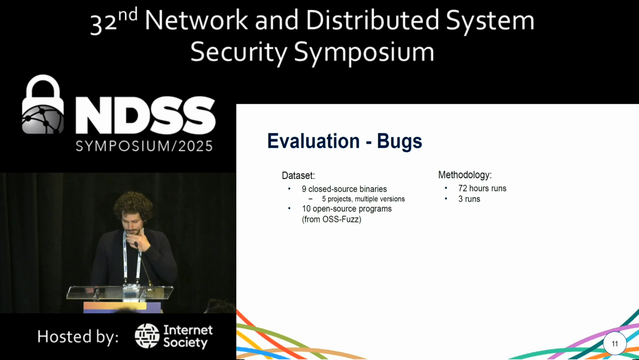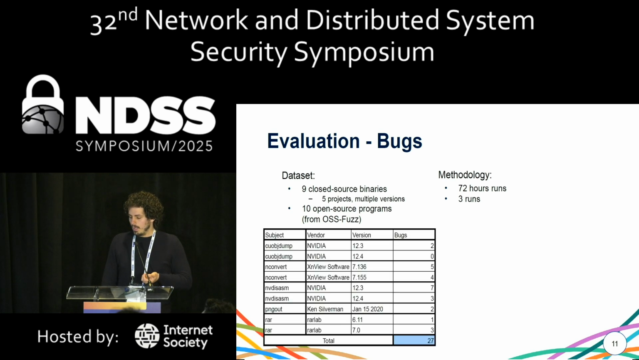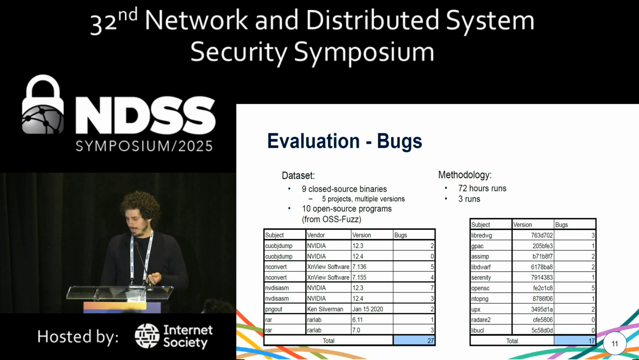Speaking of evaluation, we assembled a dataset of 9 closed-source binaries that are common fuzzing targets for binary fuzzing papers, and 10 open-source programs from OSS-Fuzz. We selected these 10 open-source programs as not being currently fuzzed with MSan on OSS-Fuzz and as being among the programs that have the highest count of security-related bugs found during OSS-Fuzz fuzzing. In the end, we found 27 bugs in the 9 closed-source binaries and 17 bugs in the open-source projects.